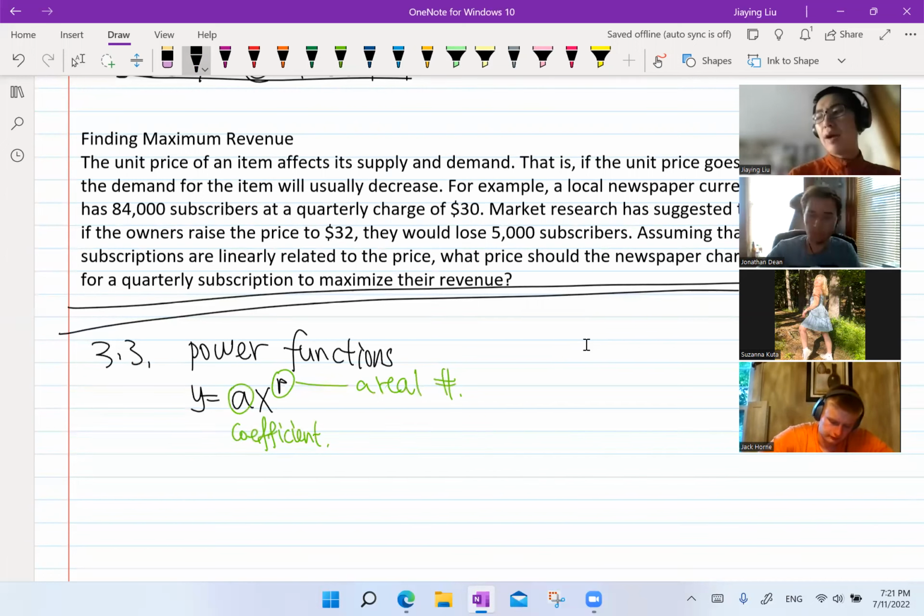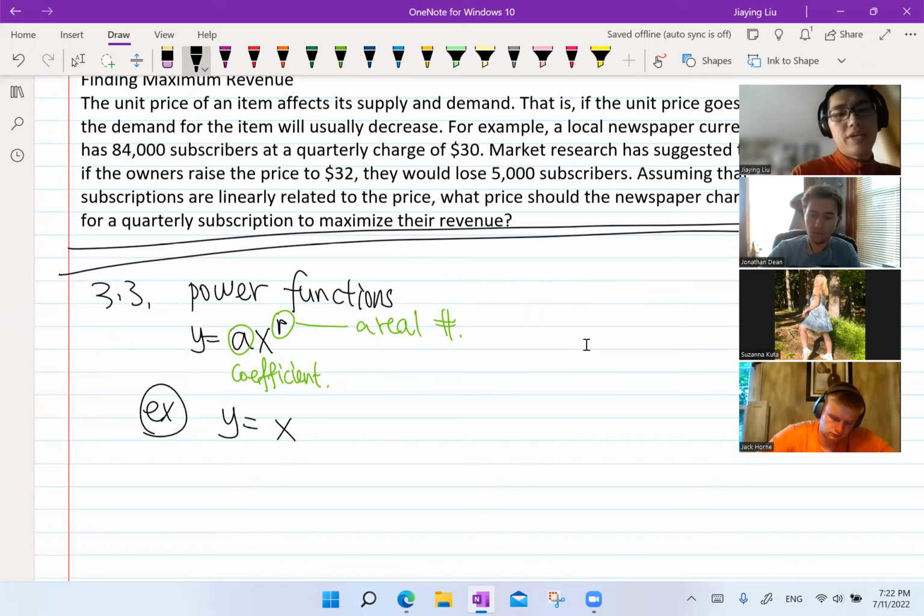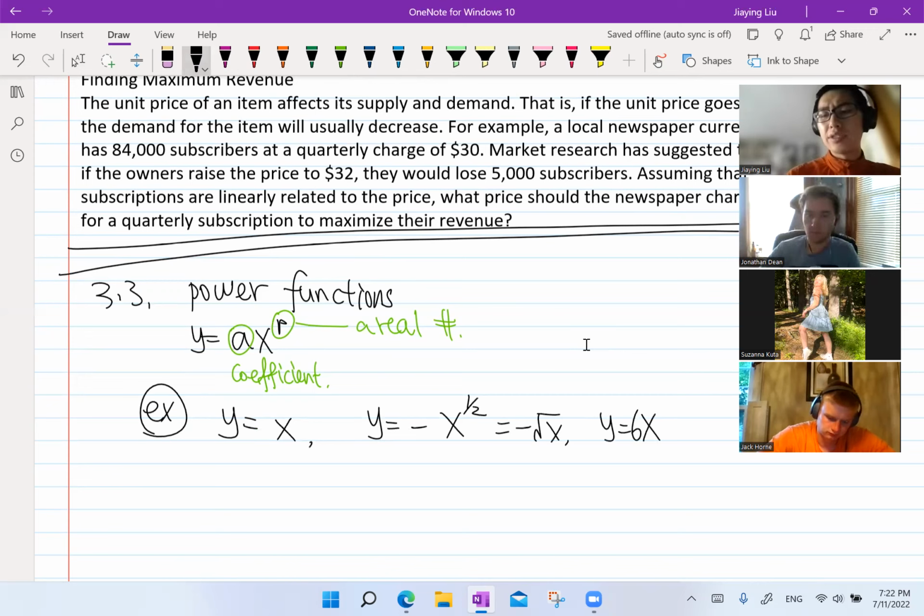So an example of a power function could be, let's say, y equals just x. That's a typical example with p equals 1, a equals 1, right? Just y equals x. It could also be y equals negative x to the 1/2, which is negative square root of x, that's fine. Or we could have y equals, for example, 6x to the negative 2, which is the same thing as 6 over x squared. So those are the power function examples.